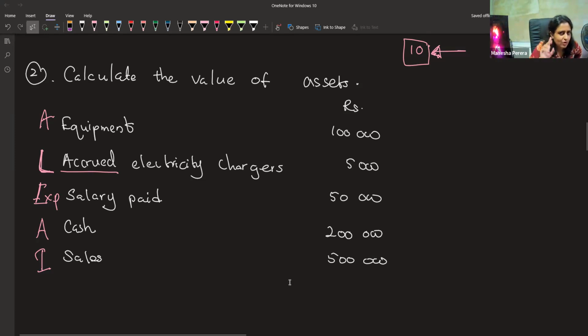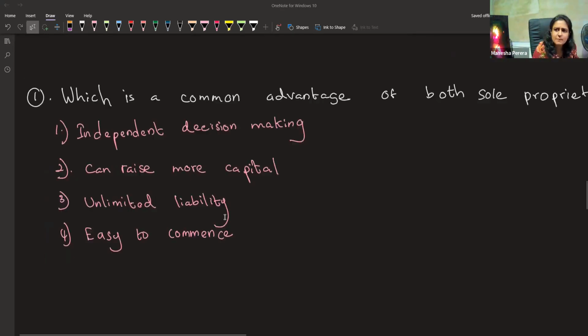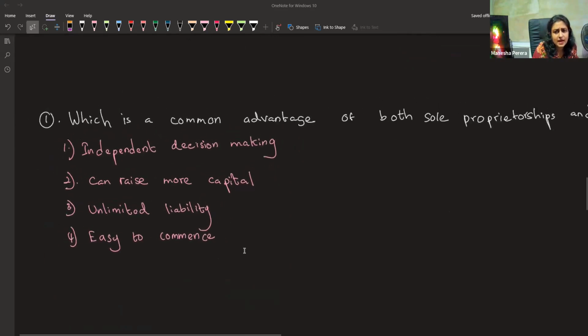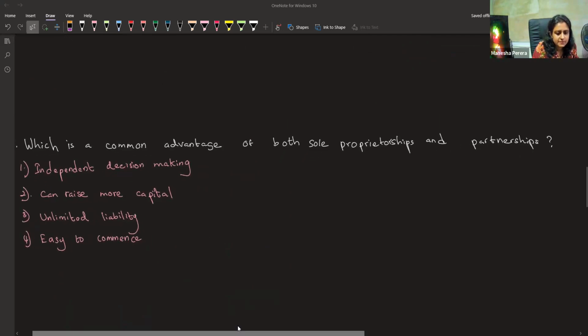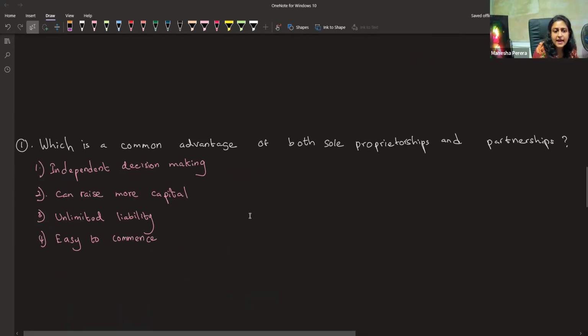Puta, I have only one business studies question for you all. මෙන්න මෙයා. I'll read to you. Which is a common advantage of both sole proprietorship and partnerships. You should select a common advantage to both sole proprietorship and partnership. This is from chapter 3. Right. Puta, please answer. And just send the answer option's number.